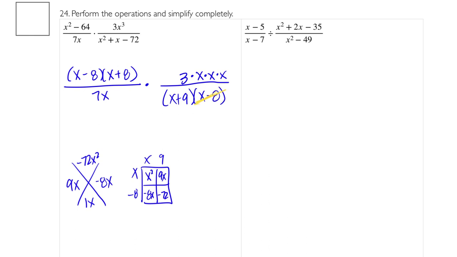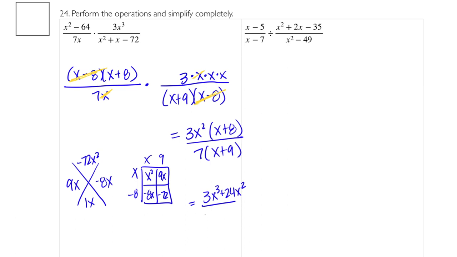And the x minus 8s would cancel. And then one of these solo x's would cancel. So now in the numerator, we've got 3 times x squared times x plus 8. And in the denominator, we have 7 times x plus 9. So we have 3x cubed plus 24x squared over 7x plus, what is that, 63.